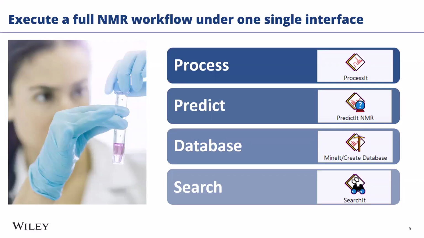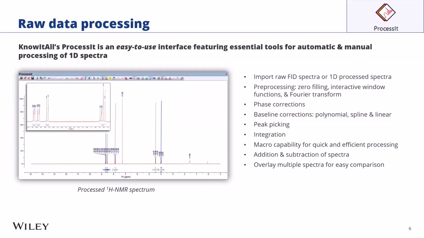For the NMR workflow, we will touch on a variety of tools within KnowItAll, and these will be tools for processing, predictions, databasing, and searching, as highlighted by their icon images on this slide, as well as the slides I'm about to discuss. So to begin, we would process our raw NMR data in the Process It application, which is an easy-to-use interface featuring essential tools for both automatic and manual processing of your 1D spectra.